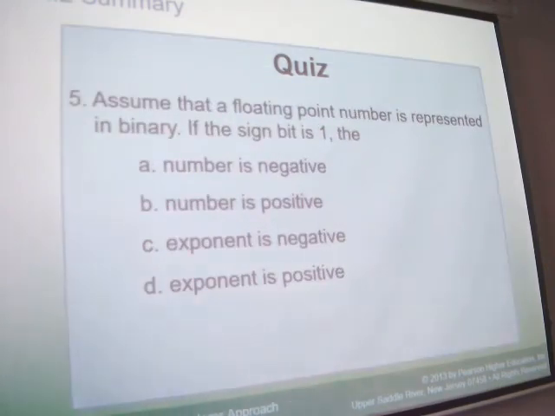Just assume that the floating point number is represented in binary. If the sign bit is 1, it is a negative number. Yes, the number is negative.